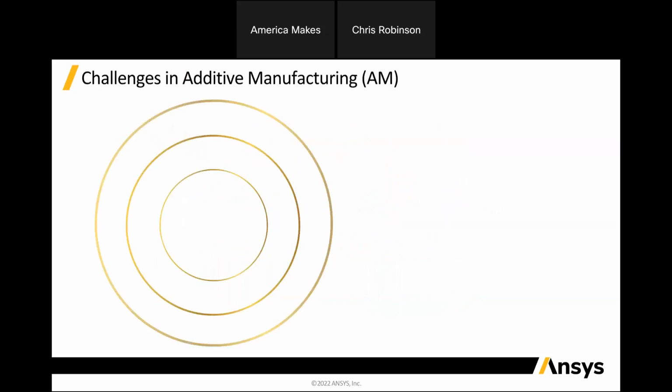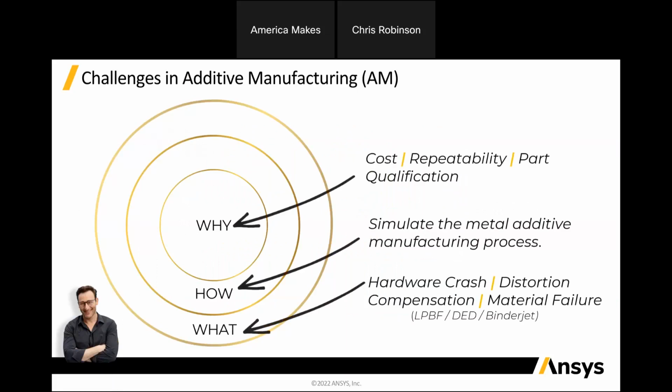So now we jump into that question of why should we consider simulation for additive? Many of you may have seen this, the Simon Sinek golden circle. As we look at why, how, and what, the reason that simulation for additive is beneficial is because of things like cost, repeatability, and part qualification. And the way that we get there is through simulating the metal additive manufacturing process.